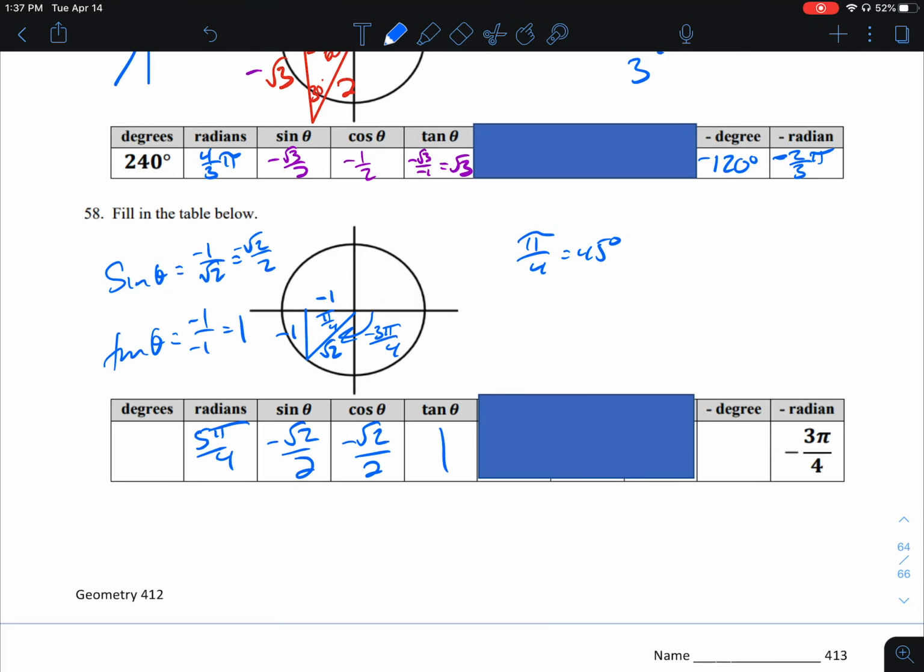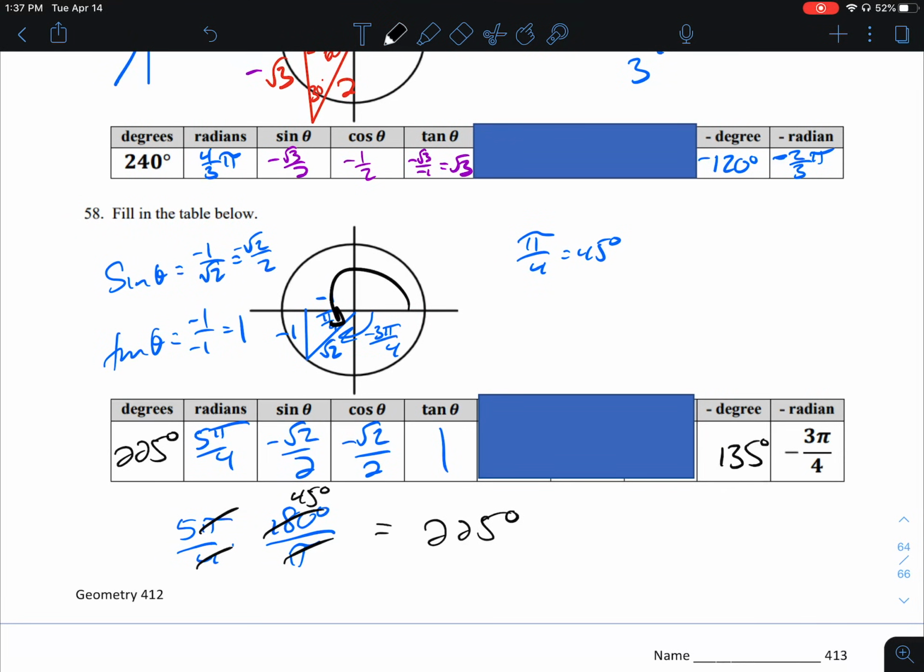If we change 5 pi over 4 to degrees, we're going to multiply it by 180 degrees over pi. Pi's cancel. 4 goes into 180, 45 times. 5 times 45 is 225. This is 225 degrees. That's from here to here. So how many degrees is it from here to here? Well, it's 360 minus 225, which is 135. And we want to go in the negative direction, so that's -135.